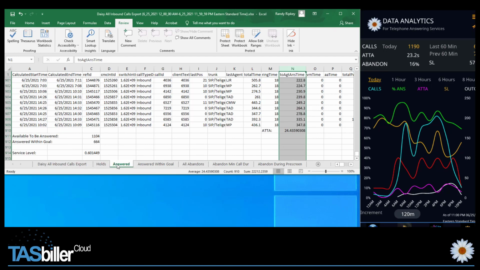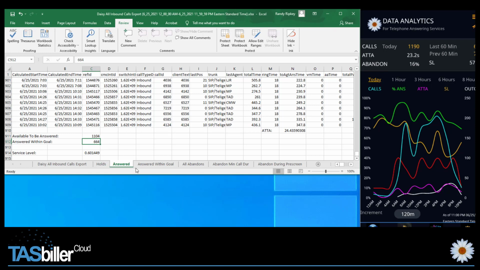Going back to here, and we're doing our service level calculation. Calls available to be answered are 1104. Now, for a call to be available to be answered, those would be the calls that were actually answered, the 908, and then those calls that abandoned less the ones that we exclude due to minimum call duration or an abandon during pre-screen. So these are abandons. If you take 282 minus the 39 and minus the 47, that could have been answered, plus the ones that were actually answered gives us the total that were available to be answered.